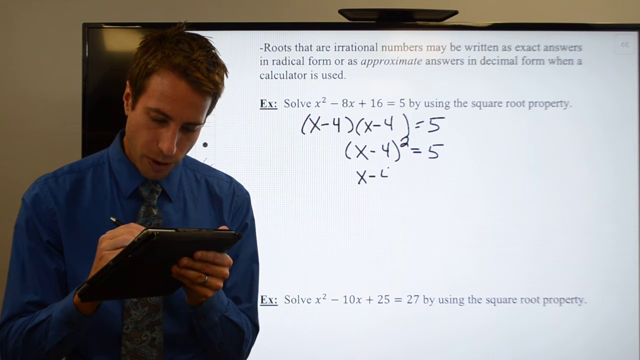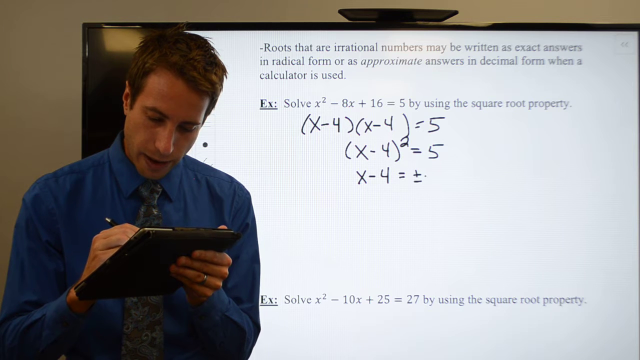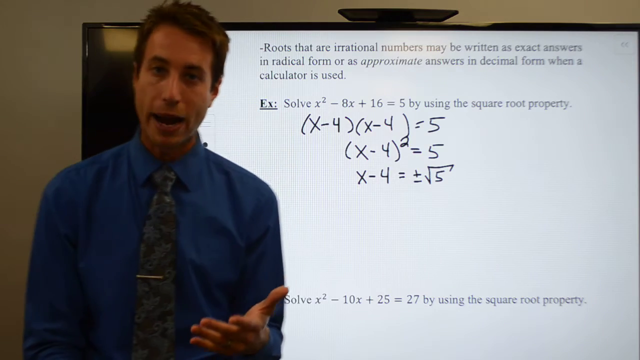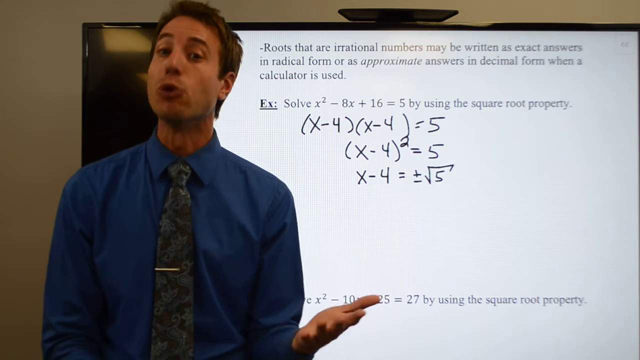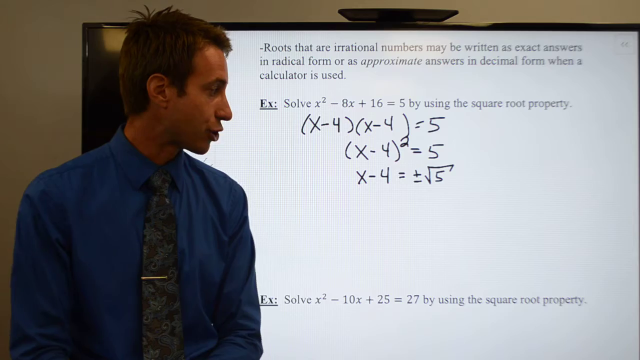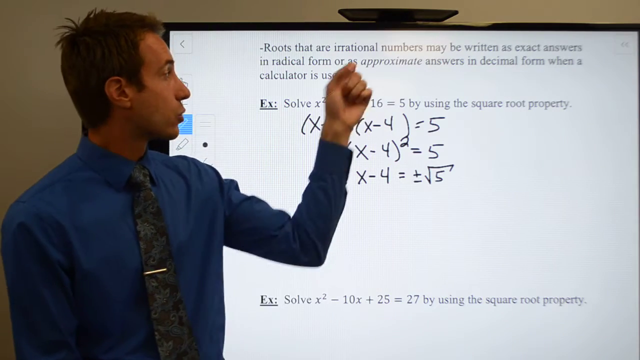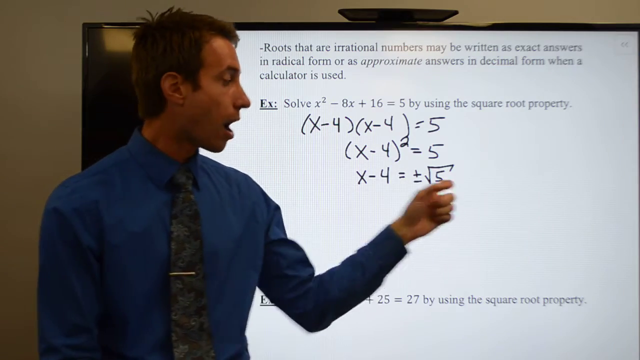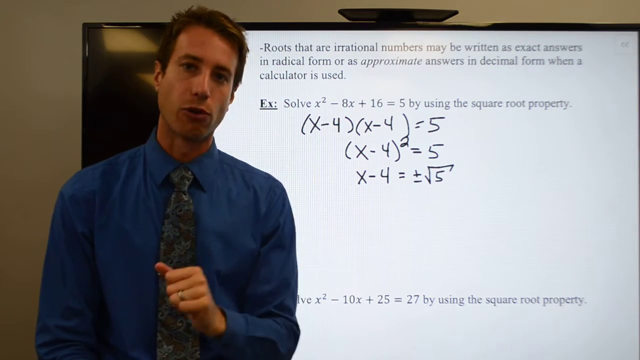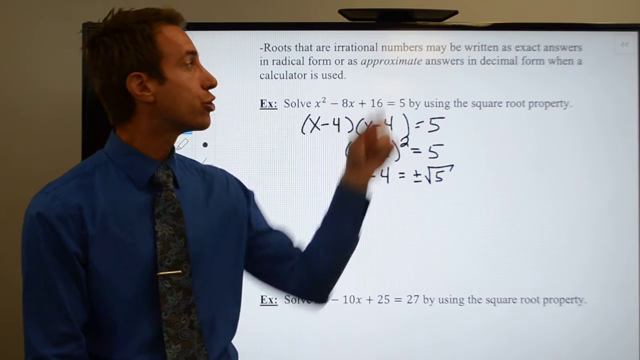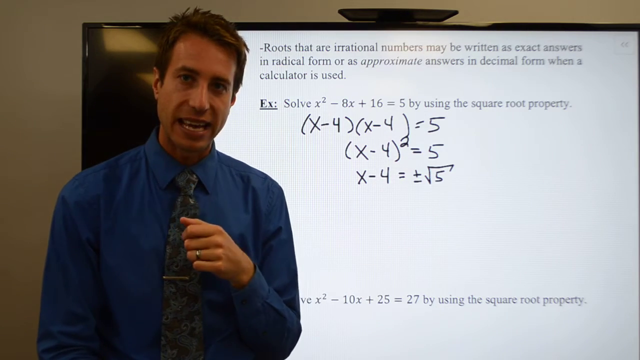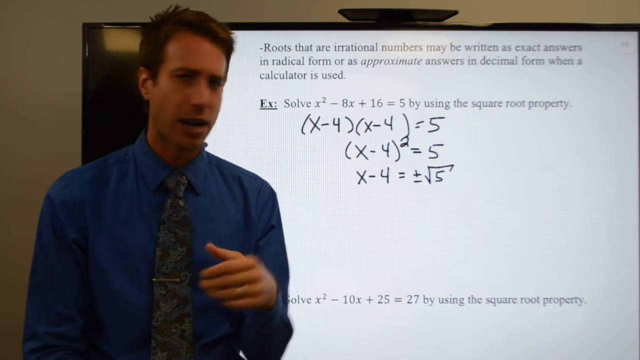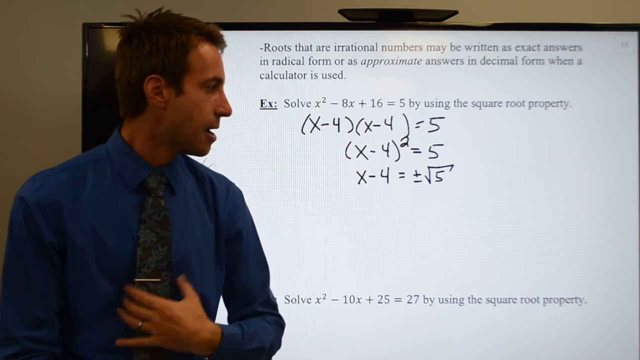Take the square root of both sides, and this is where we run into our problem. 5 is not a perfect square. In fact, the square root of 5 is going to be an irrational number. Now, hence why I tell you up here, we're either going to leave our answer in what we call radical form, or if you have a calculator, you certainly could plug the square root of 5 into your calculator. You would have to round, and in most cases, if I ask you to round, I'll ask you to round to 2 decimal places.